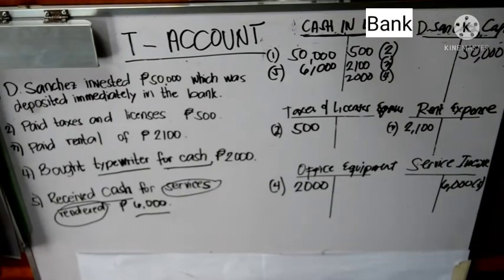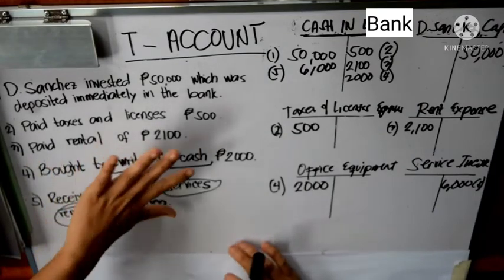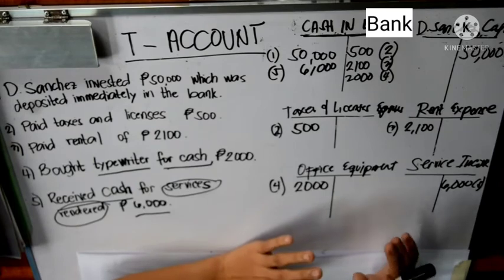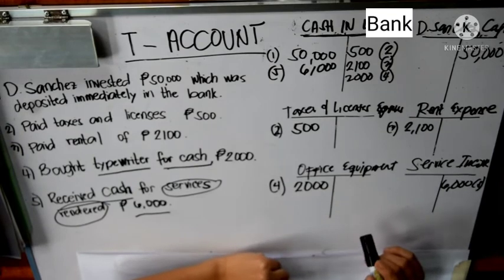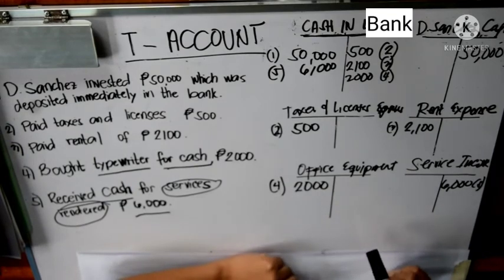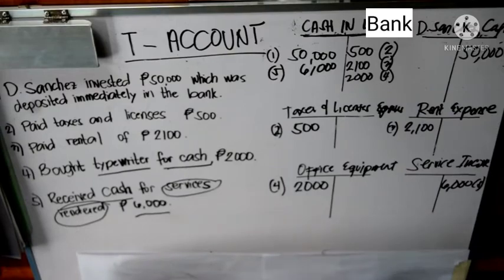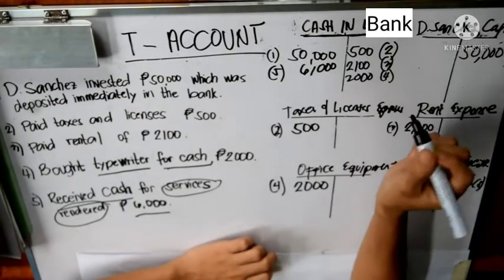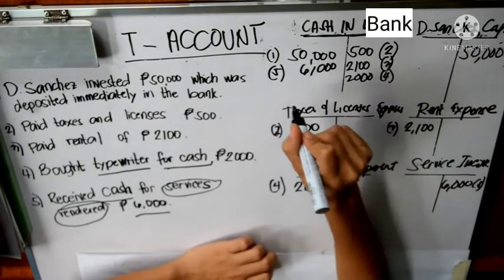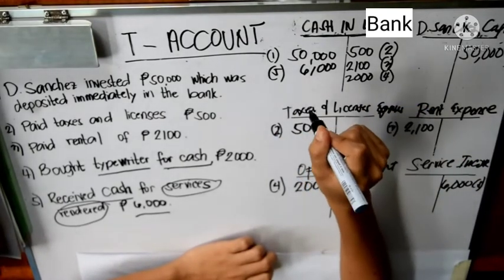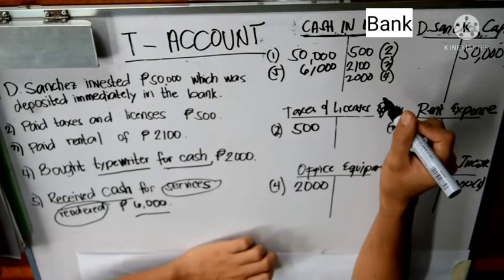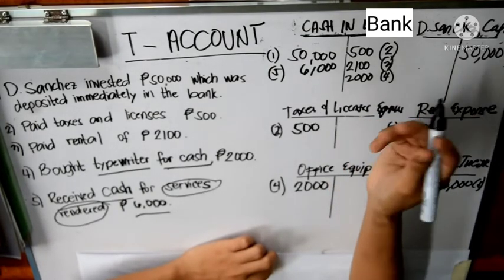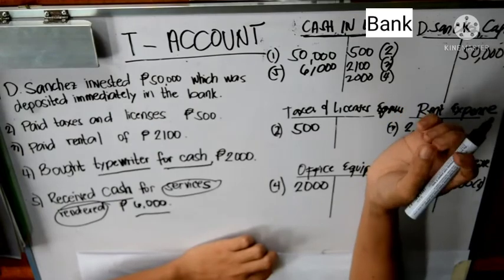So, after we post all the amounts in our T accounts, ngayon, i-determine naman natin kung magkano yung balances. So, how to determine the balances of the T accounts? So, simply lang, you add all the debit, you add all the credit, and then you deduct debit from the credit or credit from the debit. So, kung saan yung mas malaki, doon mo isusulat yung difference.